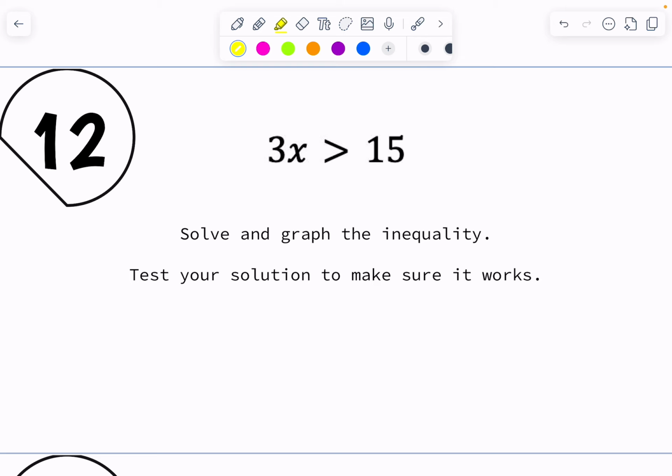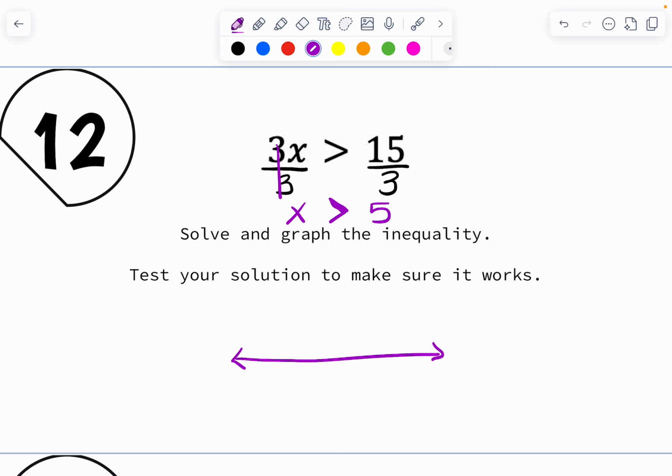So here I have 3x is greater than 15. Right now x is being multiplied by 3, so I want to undo that by dividing by 3. Over here, my 3's will 1 out, so 3 divided by 3 is 1, leaving me with x. 15 divided by 3 is 5, and because I divided by a positive number, I can just carry down that inequality symbol, so I get x is greater than 5. The graph of this, remember we just need our 3 numbers. I'm going to have an open circle at 5, and then my arrow would be to the right, okay?